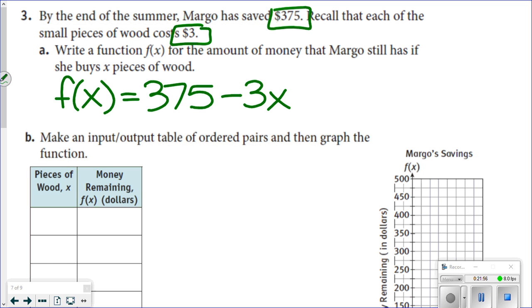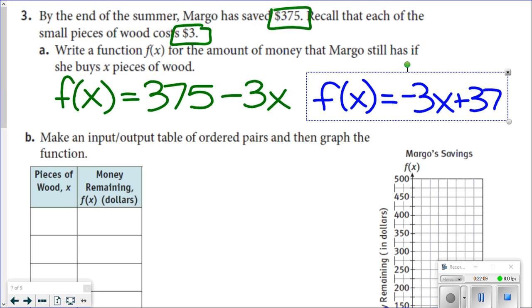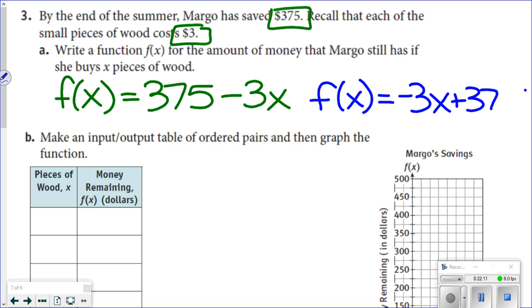Now, if we were to rearrange this to look like slope-intercept form, we could write it as negative 3x plus 375. I'm running out of room. Slide this. 375. So either way, those mean the same thing. My 375s are positive because that's how much money she has. And we have a negative 3x because we're losing $3 for one piece of wood.